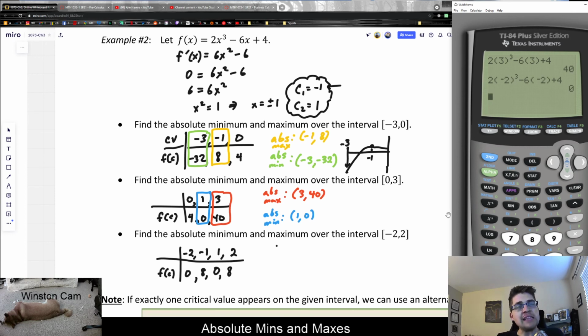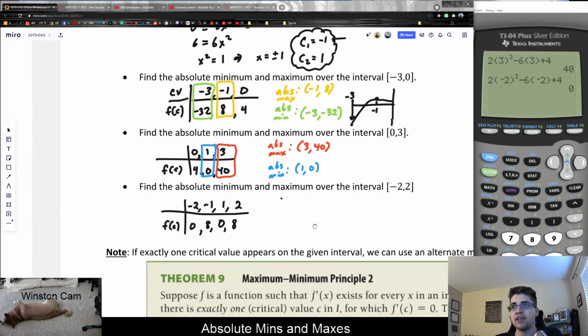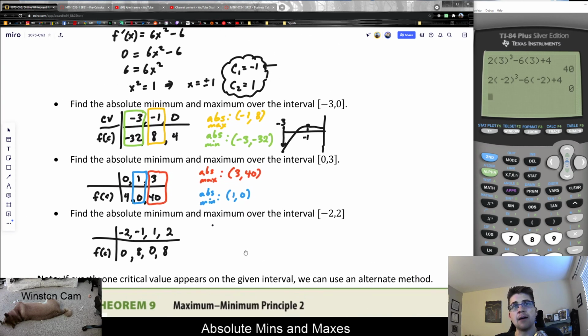But again, in this case, notice that we have some ties, and basically we just have more things to check, more options for absolute min and max. There's still only one unless there's a tie. Like in this case, we'd say these are tied for the absolute max. These are tied for the absolute min. And in the next video, we will talk about principle number 2. Very similar ideas for finding absolute mins and maxes.